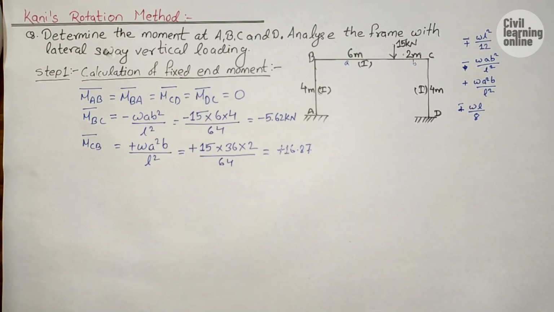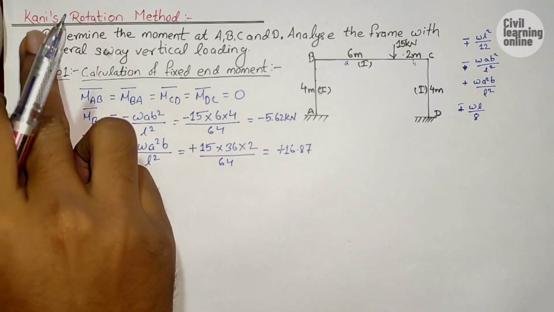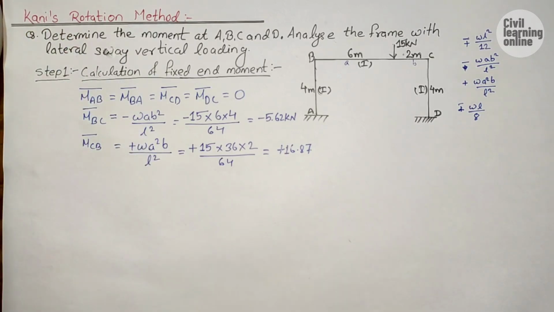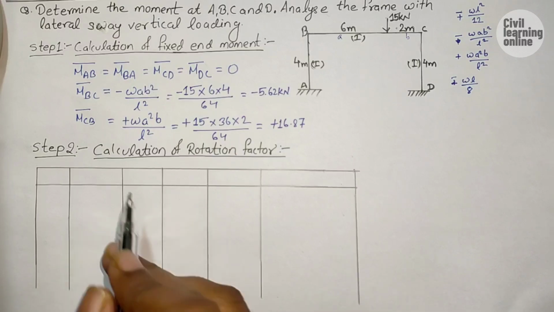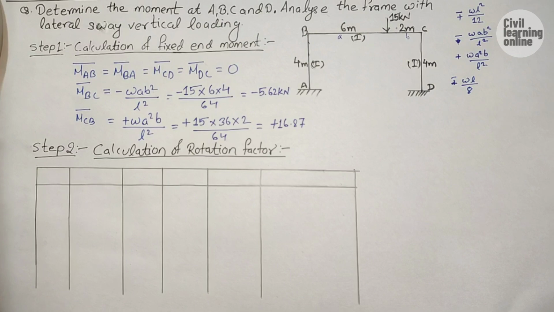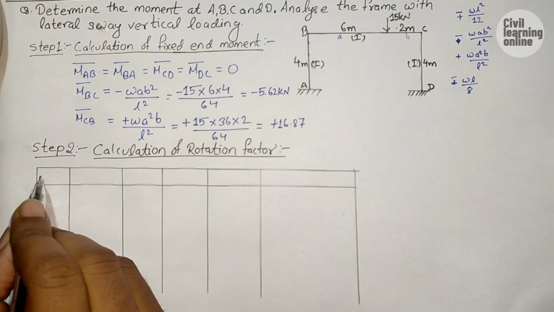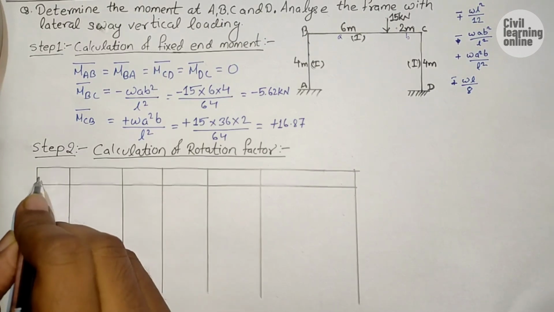Now let us move towards step 2, and in step 2 we will be calculating the rotation factor, which is a necessary step for Kani's rotation method, and it is similar in the solution of each and every type of beams as well as frames. Now guys, here is the table, and you need to draw a similar table for the solution of each and every type of beams as well as frames while calculating the rotation factor. And in our first column we will be writing joints.